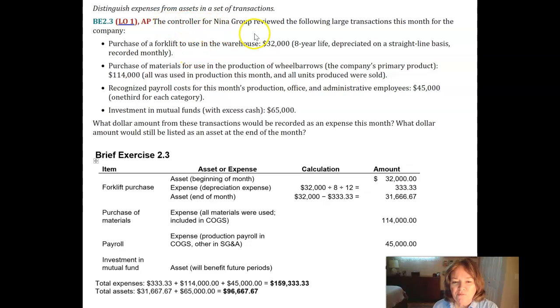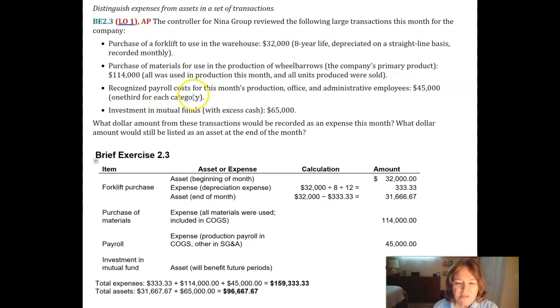So here's the controller for Nina Group reviewed the following large transactions for the month. It purchased a forklift for $32,000 with an 8-year life, straight line depreciation. They don't mention salvage, so just assume it's zero. Purchase of materials for use in the production of wheelbarrows, the company's primary product, is $114,000. All of it was used this month. All units that were produced were sold. So in other words, there's nothing in inventory.